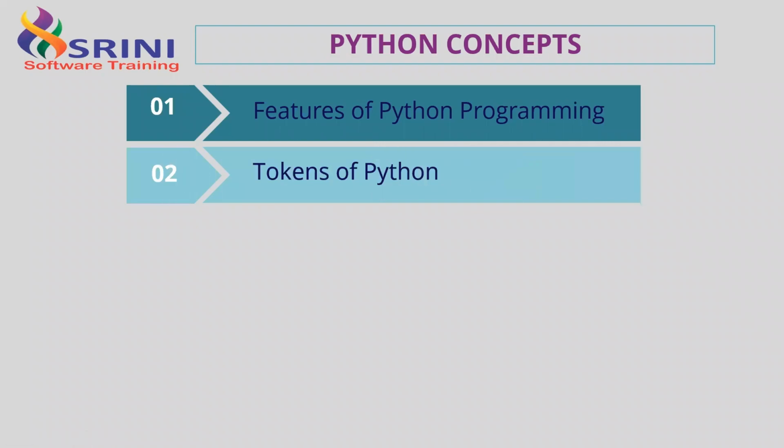What are the tokens of Python? Python is basically a programming language, like the English language. Tokens of Python are nothing but the fundamentals you are supposed to learn. What are the input output statements you have? What are the operators you have? What are the numbering systems the system can understand?